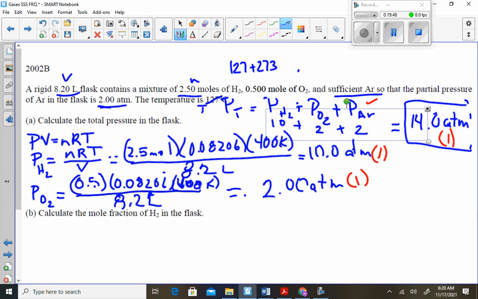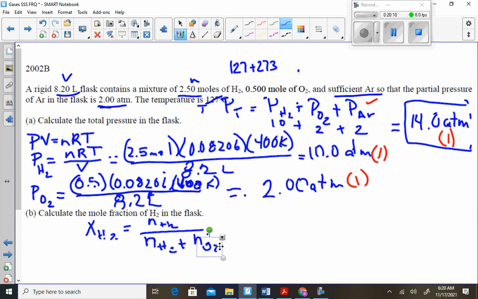The next part says calculate the mole fraction of hydrogen in the flask. So to calculate the mole fraction, you take the moles of hydrogen divided by the total moles. In other words, the moles of hydrogen plus the moles of oxygen plus the moles of argon. Now, we know the moles of hydrogen, it's given, 2.5, and we can write that in. We know the moles of oxygen, 0.5.